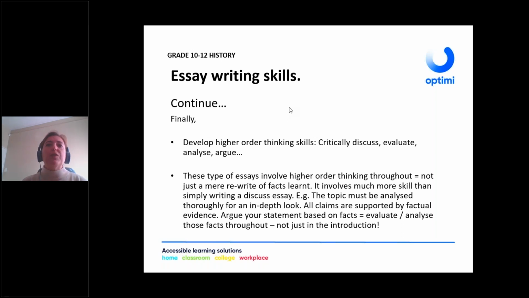And you will start to realize that they are using arguments. They evaluate facts. It's not just a description of events, because in grade 10, 11, and 12, we need you to apply knowledge. We need you to actually think more about something and be able to evaluate or argue and use those higher order thinking skills.